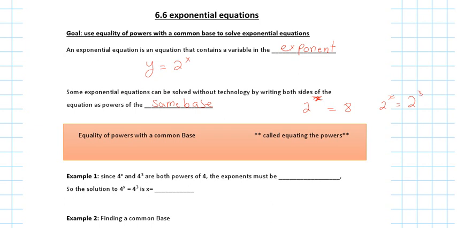Okay? Now, when you see this, you see that the base is the same for both of them. Since the base is the same for both of them, that right away makes your exponent exactly the same. So if I'm saying 2 to the power of x equals 2 to the power of 3, I right away make x equal to 3. Does that make sense to you?